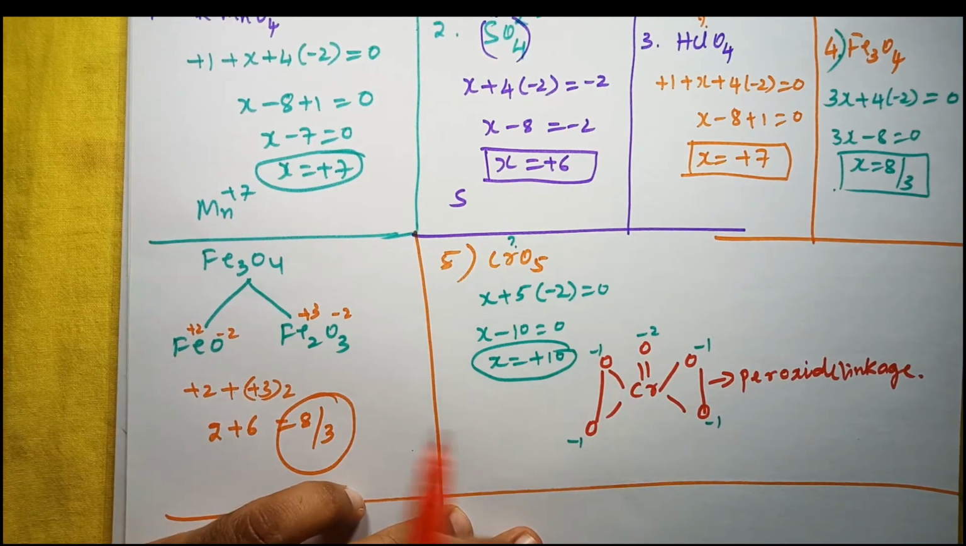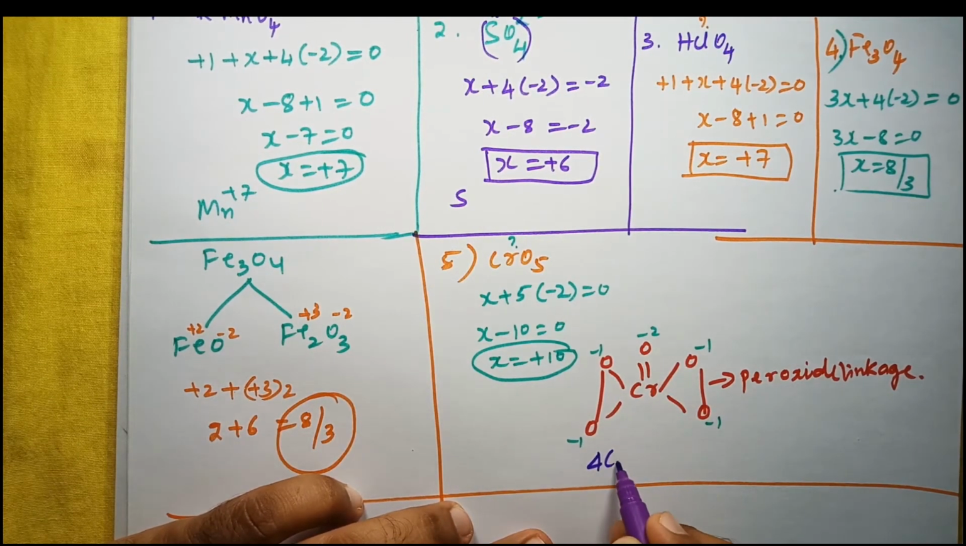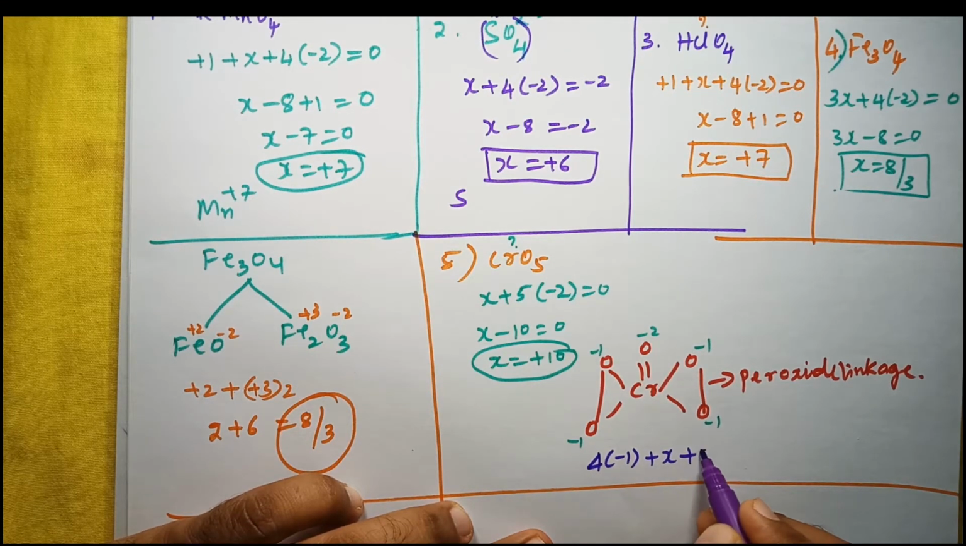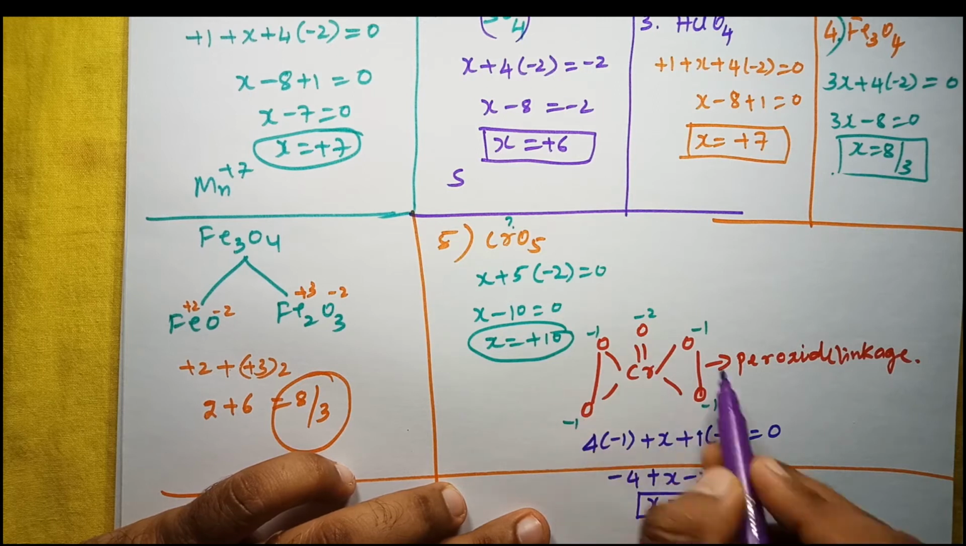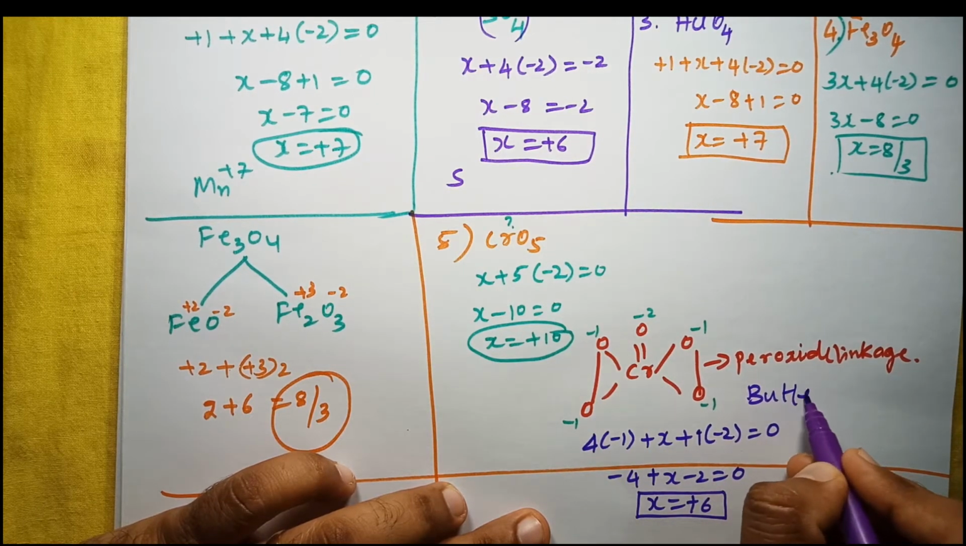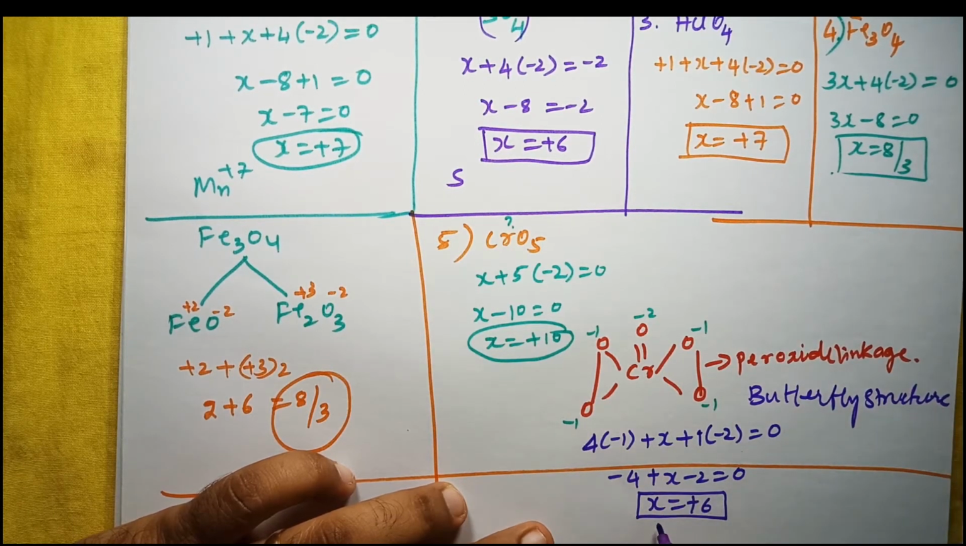So how to calculate the oxidation state here? Look here friends, how many oxygen atoms in peroxide linkage? 4. 4 into -1 plus oxidation state of chromium is X plus 1 into -2 equals 0. So -4 plus X minus 2 equals 0. X is equal to +6. This is the actual oxidation state of chromium. This structure is known as butterfly structure. So what is the oxidation state of chromium? +6. Let's move on to the sixth example.